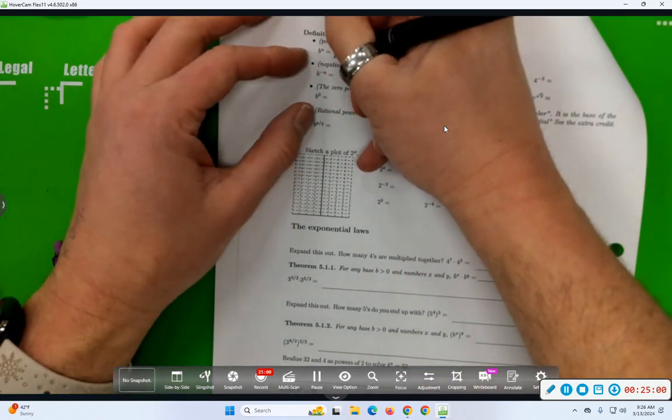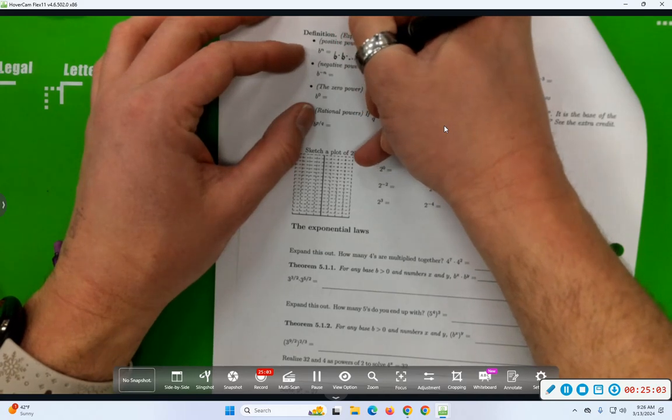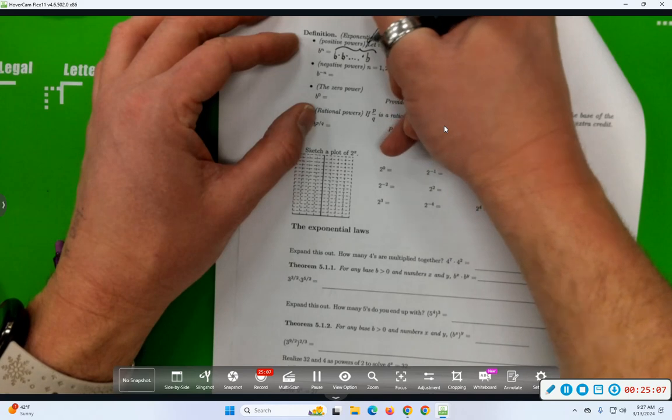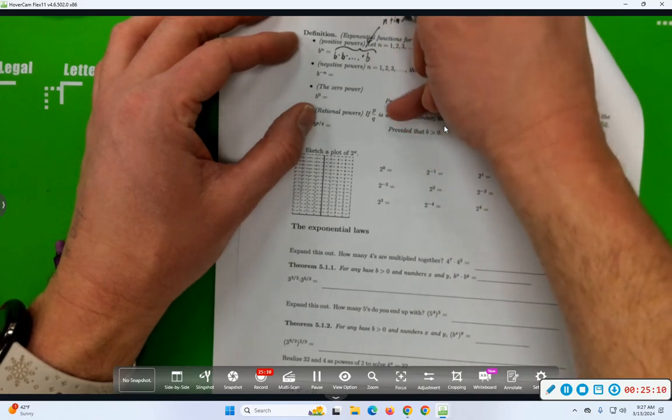b to the n is just b times b times ... times b. How many times do you write down b? You write down n times.